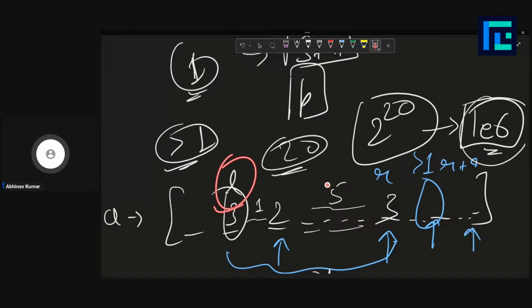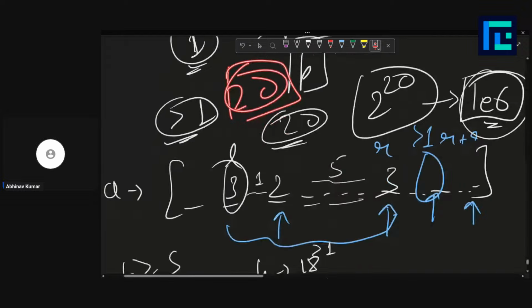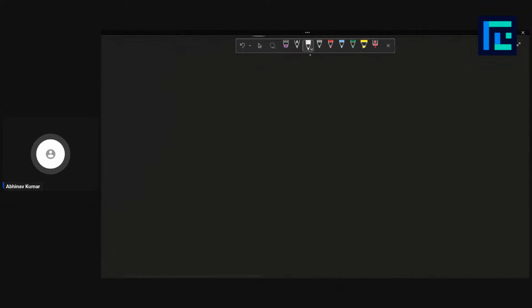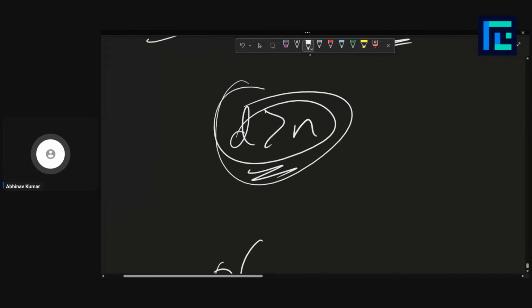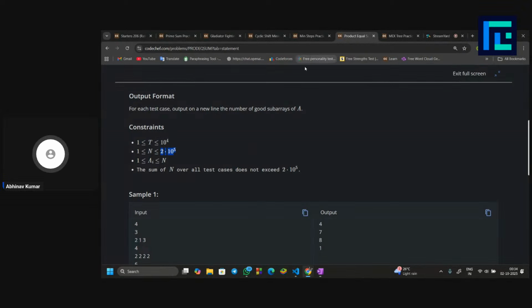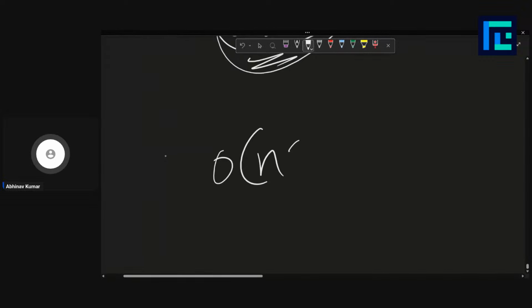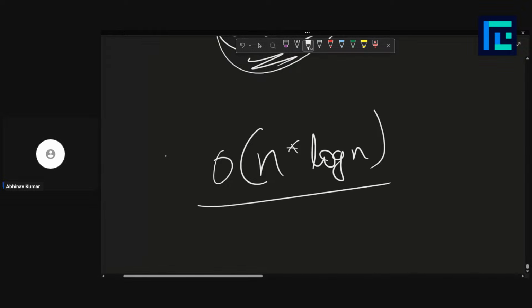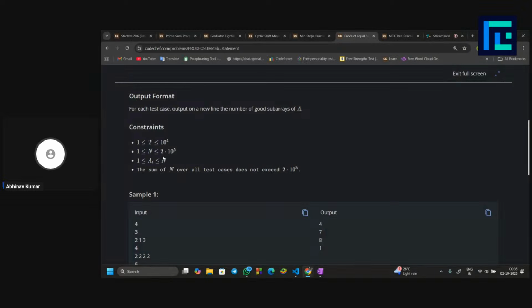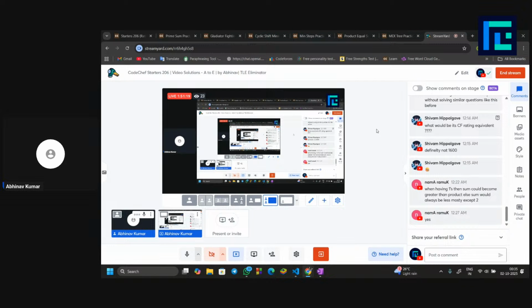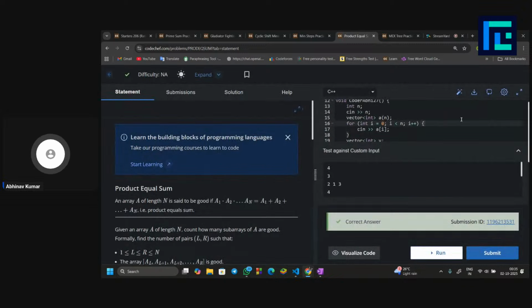So for a fixed L, we are iterating through at max 20 R's. So basically we can say that overall we have reduced our time complexity, where 20 is something like log of A_i or log of n only, n being the size of the array. So we have reduced our time complexity to n log n by iterating through just the greater than 1 values. Is this logic kind of clear to you? If it is clear, we can move to the code.